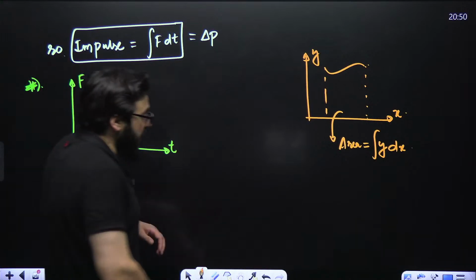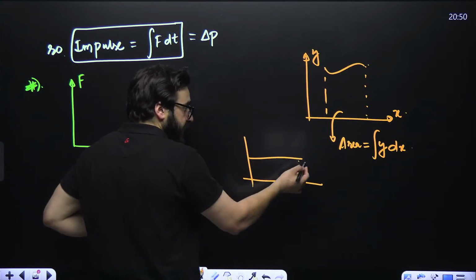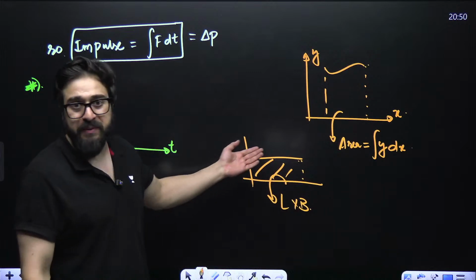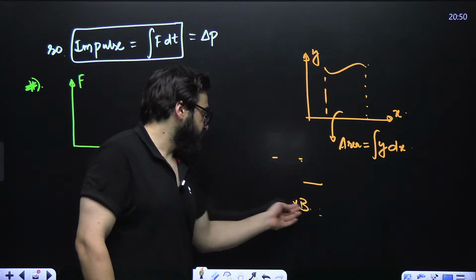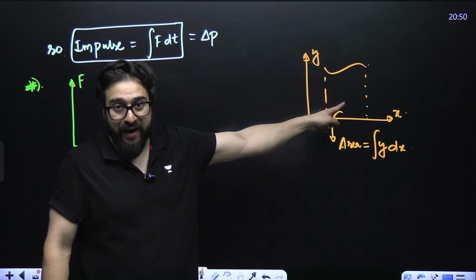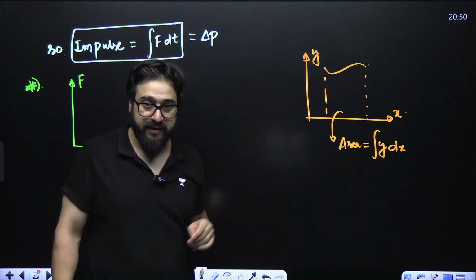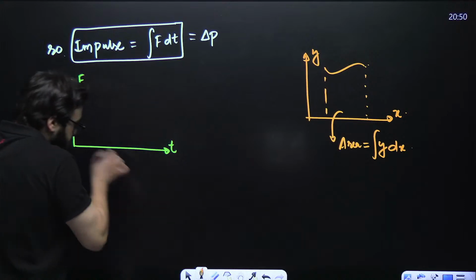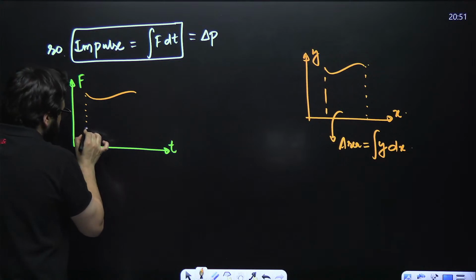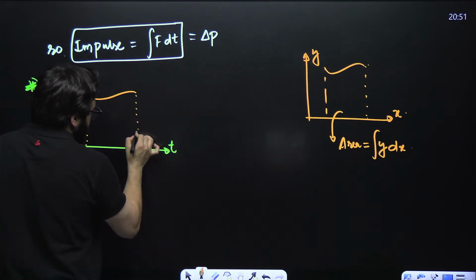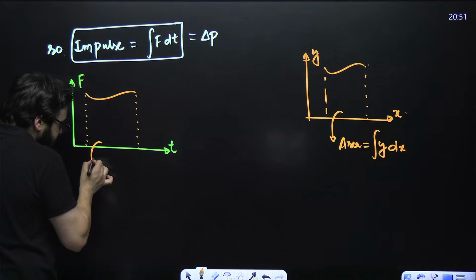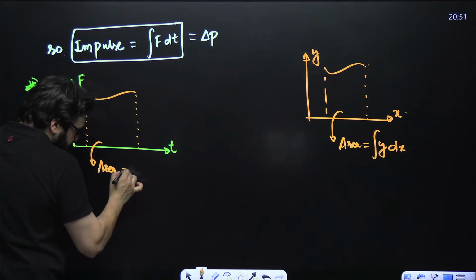Guys, if it was, let's suppose, a straight line, then I would have said the area under the straight line will be simply length into breadth, because it is simply a rectangle. But when it comes to this particular case, my dear friends, it is not a square, it is not a triangle, it is basically a curve. Let's suppose you get a force time graph something like this, and I ask you to find the area under the curve.